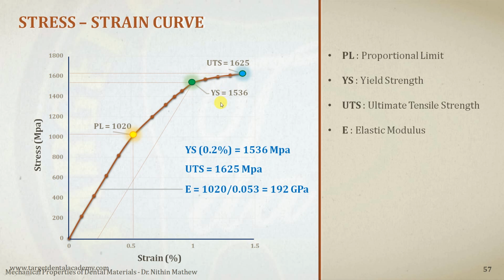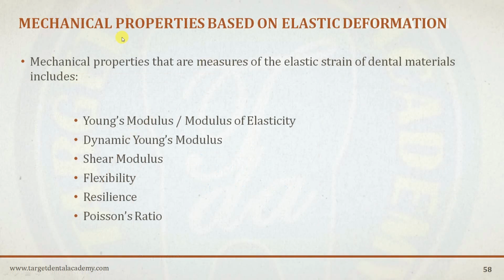So the stress strain curve, as you all know: this is the elastic modulus, this is your proportional limit, this is your yield strength, and this is your ultimate tensile strength. Coming on to the mechanical properties based on elastic deformation, the properties that measure the elastic strain of the dental material include Young modulus or the modulus of elasticity, dynamic Young modulus, shear modulus, flexibility, resilience, and Poisson's ratio.